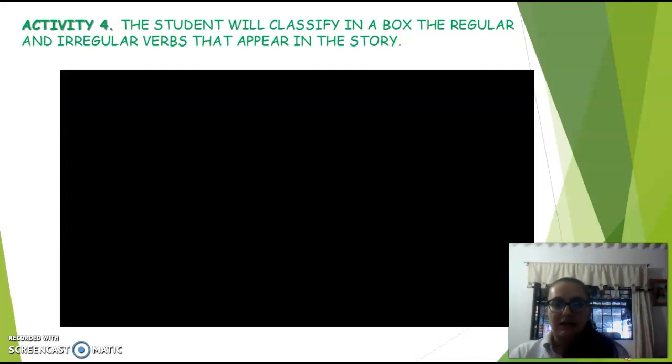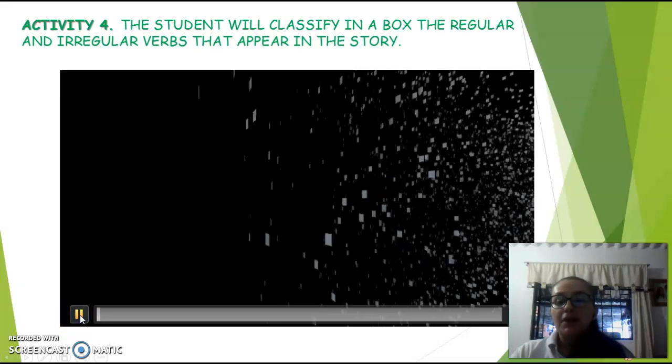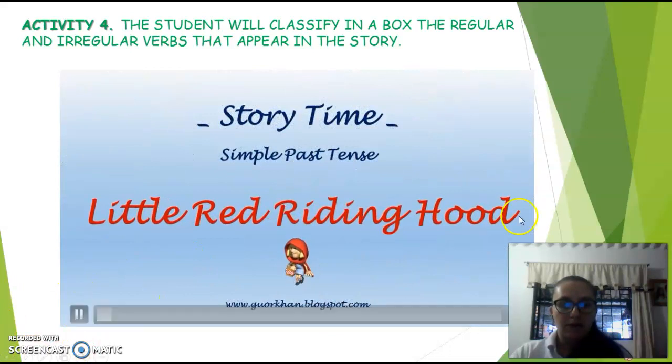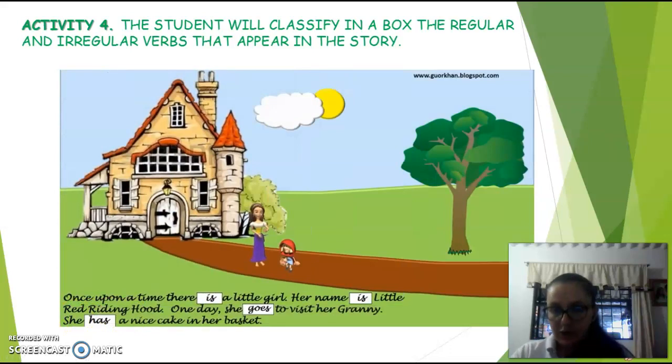And the final test, or the final activity, where I need to know if you understand the regular and irregular verbs, is a video. The students will classify in a box the regular and irregular verbs that appear in the story. What is the story? Let me put a little part with a video. It's a video, maybe you know the story, about Little Red Riding Hood. I know you know this, but in Spanish.